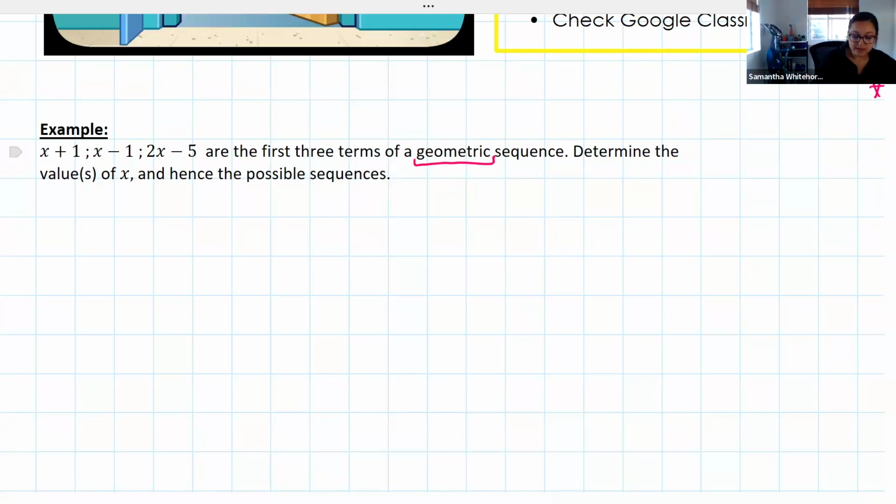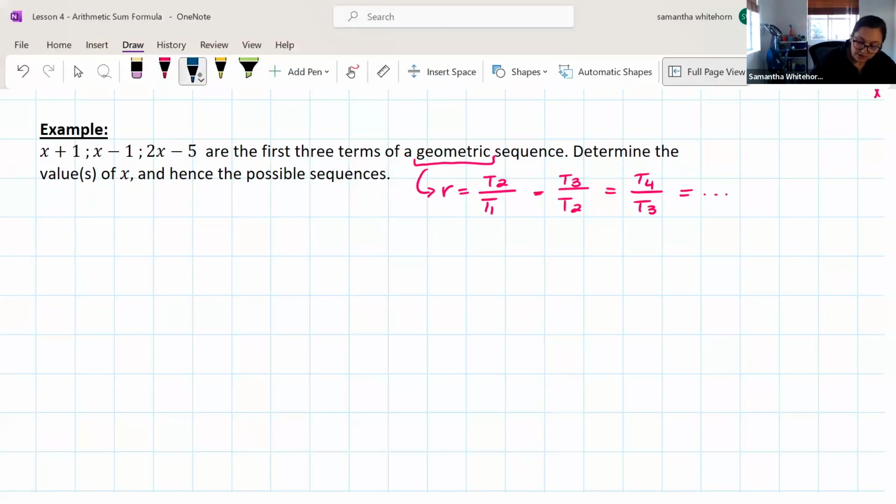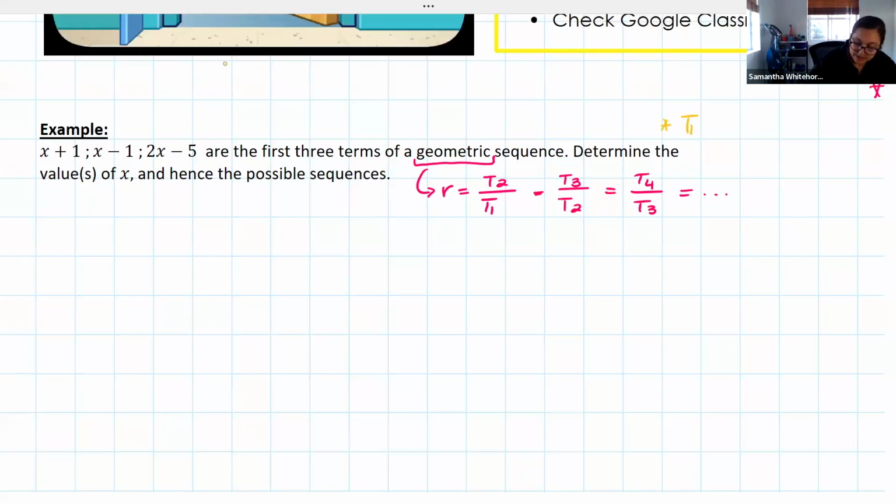So now that we know that your constant ratio is found by taking T2 divided by T1, that would be exactly the same as having T3 over T2, exactly the same as T4 over T3, and so we could keep going. As long as you are taking consecutive terms and finding the ratio between the second and the first, you are able to find your R value. And just in case we've forgotten, remember Tn is equal to A times R to the power n minus 1. That is our geometric sequence general term.